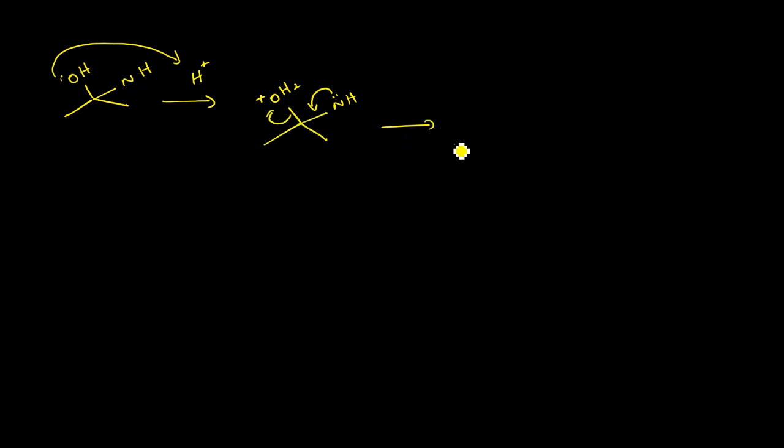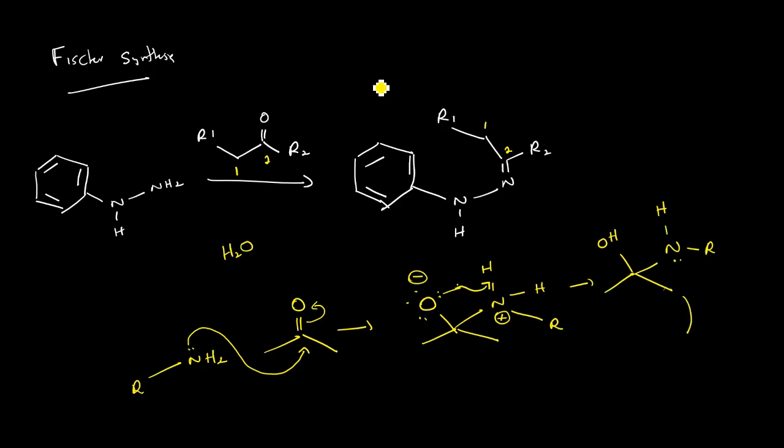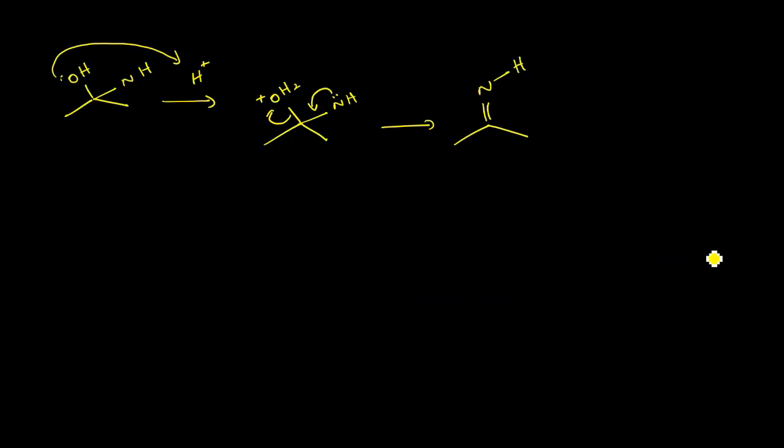Now here we have double bonded NH. So here I have made a small mistake. As you can see, there's an R group here, so I forgot to mention the R group. Here we have the R group. Here we have a positive charge. Now the water molecule has been removed. Here we have the water molecule.